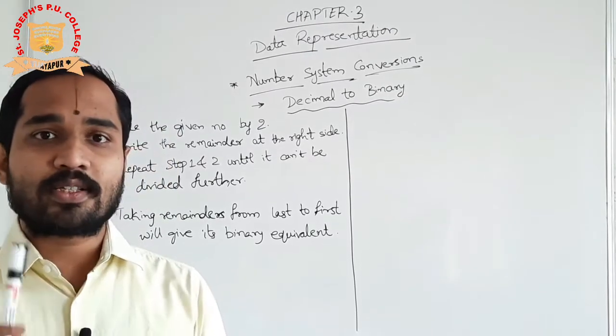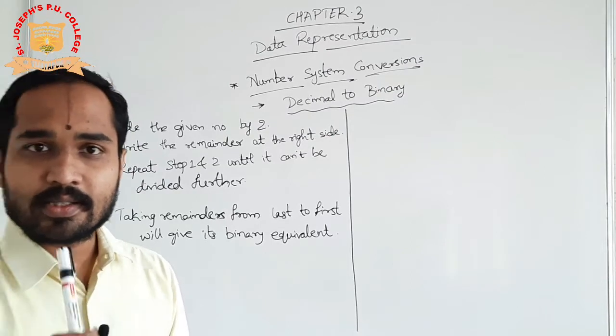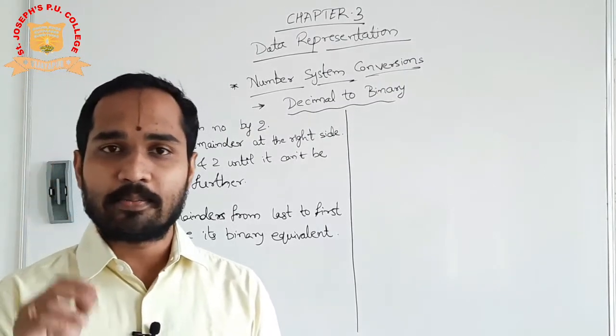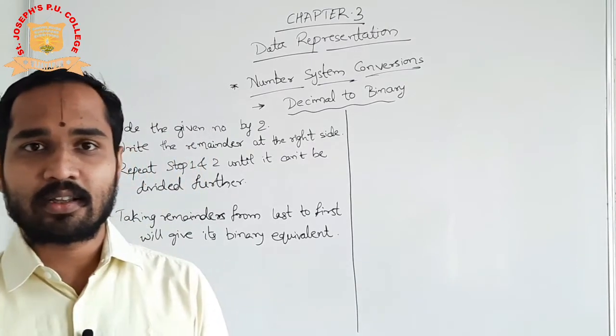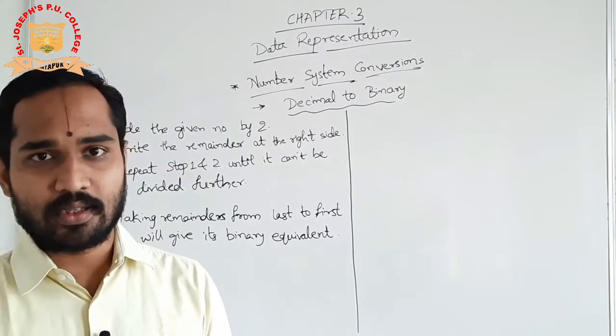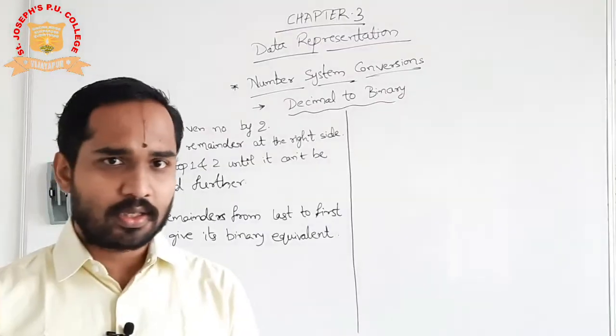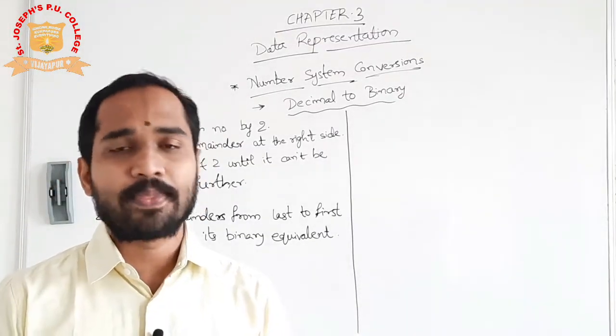Recall, which is the base of the decimal number? It is 10, correct? The base of binary, 2. The base of octal, 8. The base of hexadecimal, 16, right? Okay, now we all know how to represent them in positions. You all have done the assignments already, right?